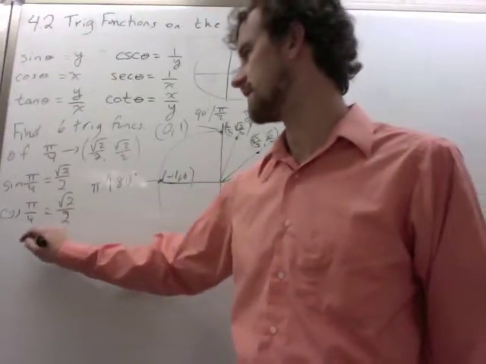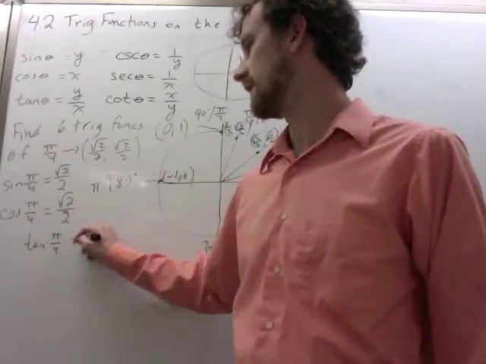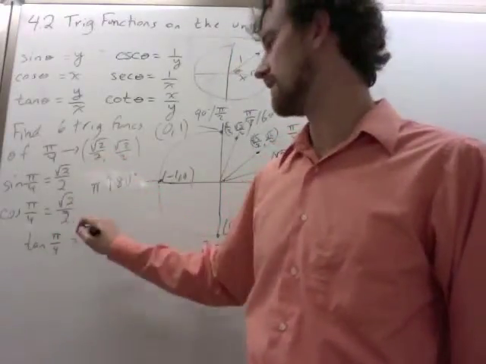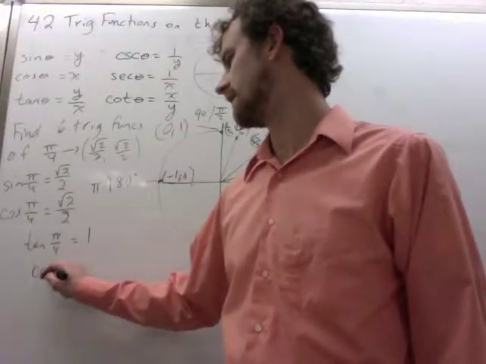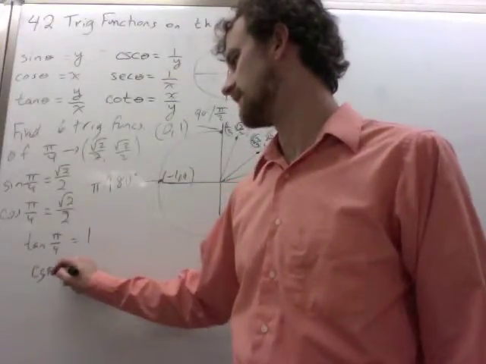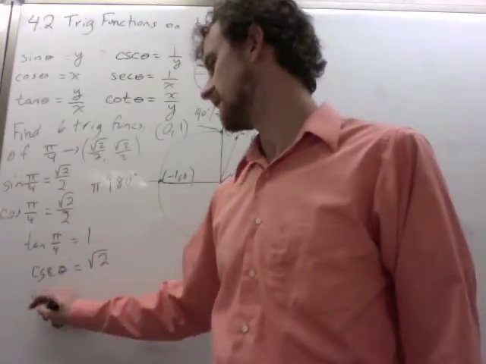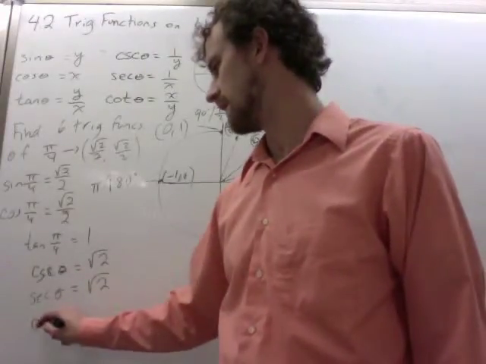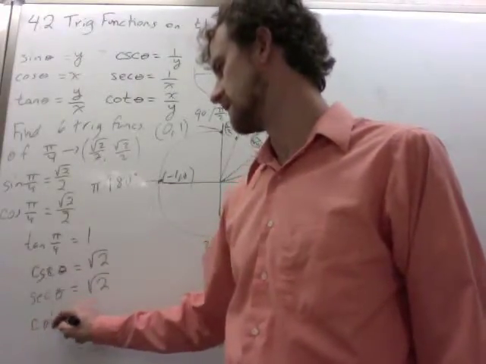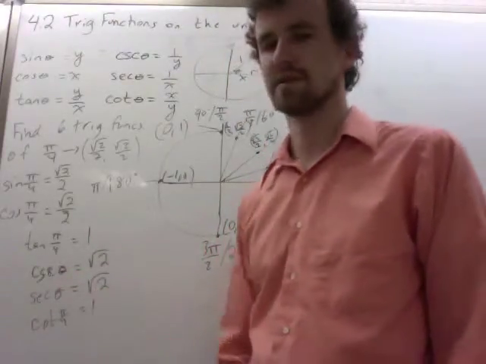Sorry, I'm starting to get off the screen there. Tangent of pi over 4 is the y-coordinate over the x-coordinate, which is just 1. And then we can also find each of the reciprocal functions. Cosecant is the reciprocal of sine. Secant is the reciprocal of cosine. And cotangent, I should have written pi over 4 there, is the reciprocal of tangent, which is still just 1.